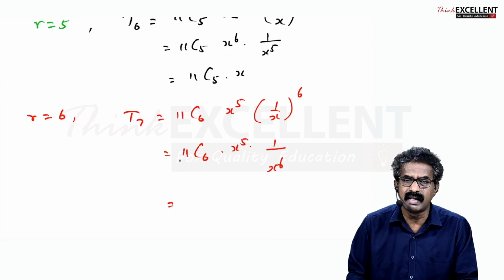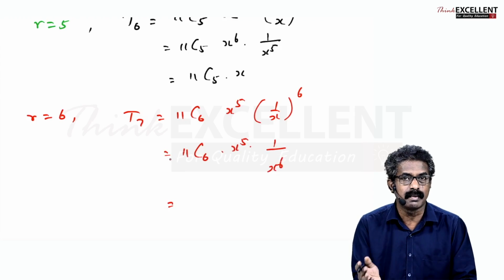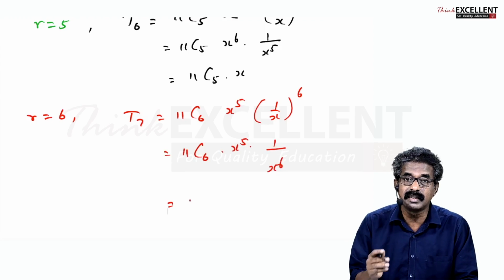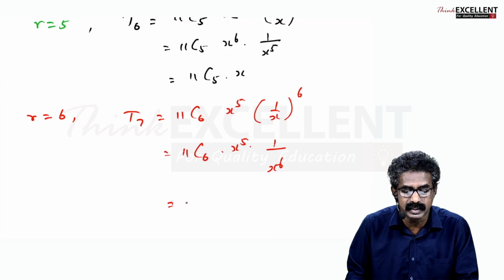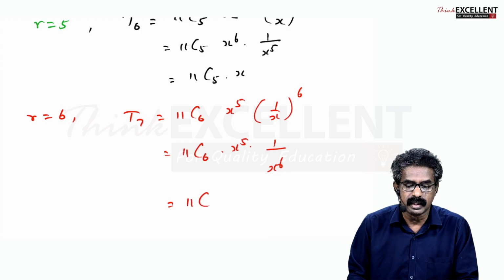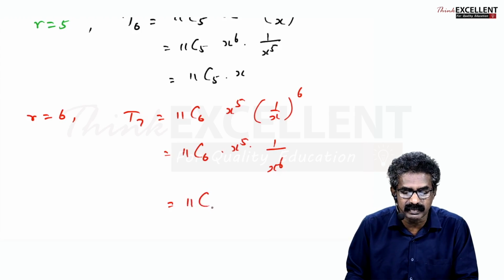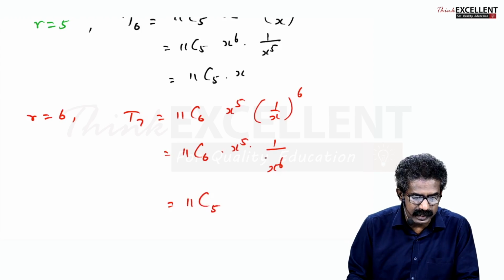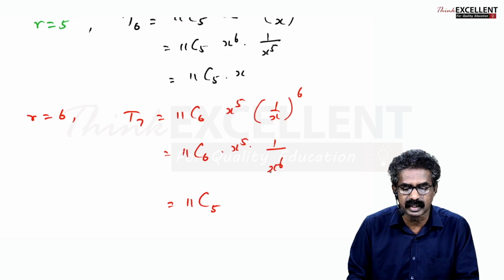Now look at this one. 11c6 can be written, second number is more than the first number, more than half, right? So nCr is nC(n minus r). So 11c6 can be written as 11c, instead of 6, you write 11 minus 6, it is 5. Both are same. 11c6 and 11c5 are same. Here you can cancel these two, right? x raised to 5 and x raised to 6 cancel. You will get what? 1 by x.